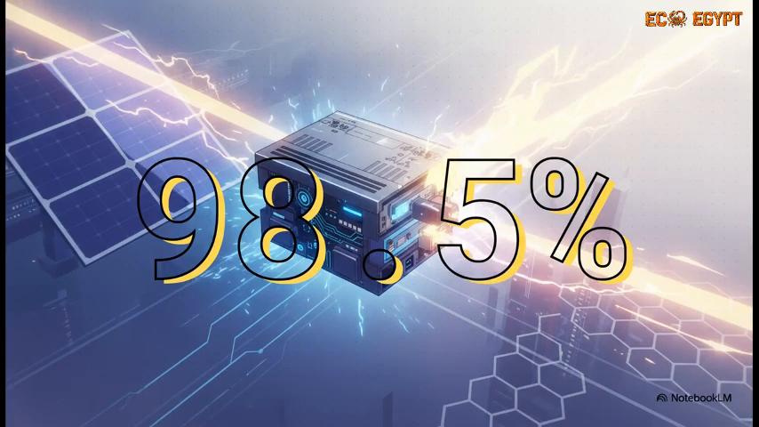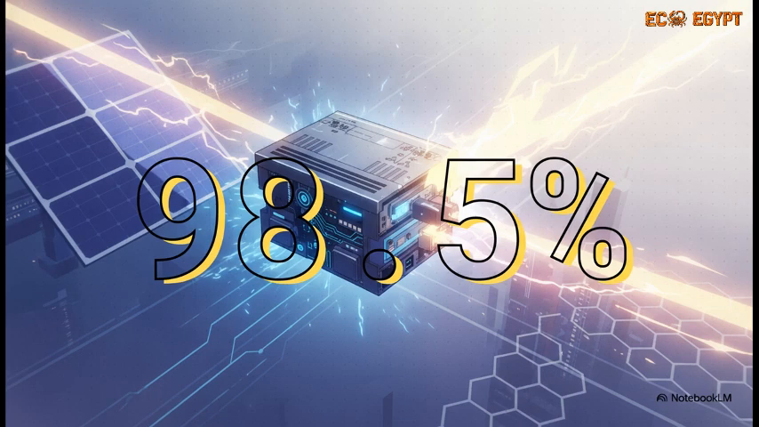And this number right here brilliantly illustrates the sheer performance of modern units. They routinely hit 98.5% efficiency or even higher. That means almost no power is lost in translation. To put that into perspective, for every 100 watts of raw solar energy pouring into this machine, 98.5 watts are successfully pushed out to the grid.